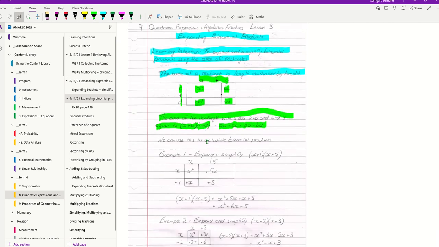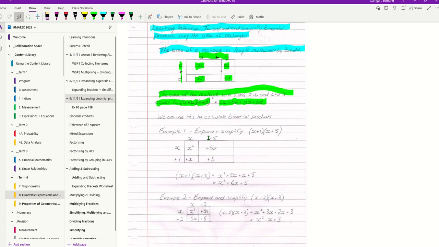Now, we're going to use it to expand binomials. The reason they're called binomials is because there's two terms. A product is what we get when we multiply two things together, so the product is the answer. A plus B has two names, C plus D, two names, so it's a product of binomials. So we can use this to calculate binomial products. So let's have a look.